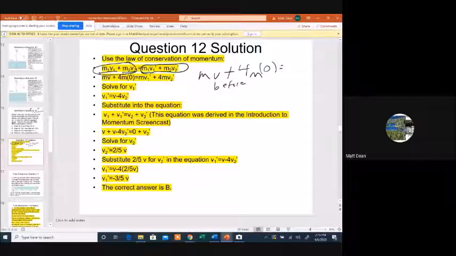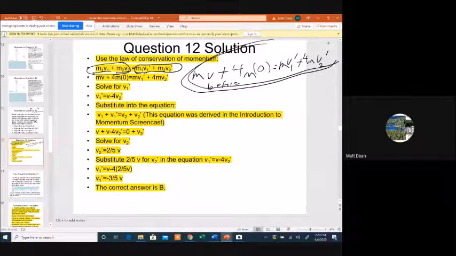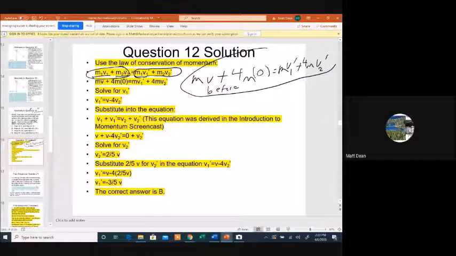Don't know much after the collision. The mass of mass 1 is just m times its velocity. The mass of mass 2 is 4 times m times its velocity. So that's essentially my law of conservation of momentum equation. I still have two unknowns. So now I'm going to solve for v1, or I could solve for v2, it doesn't matter. But if I take this equation right here and solve it out for v1, here's what I get.